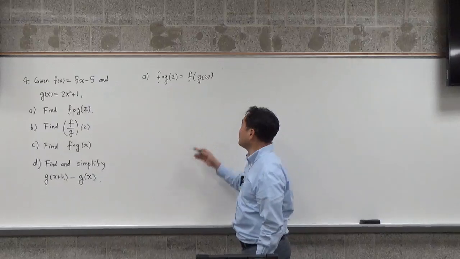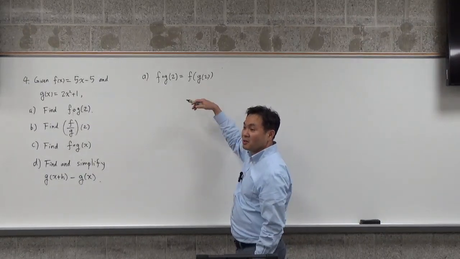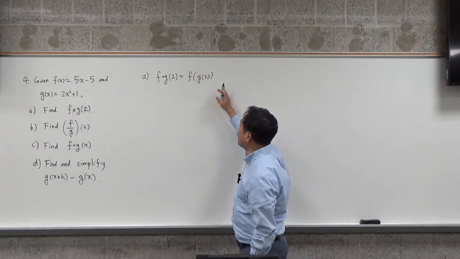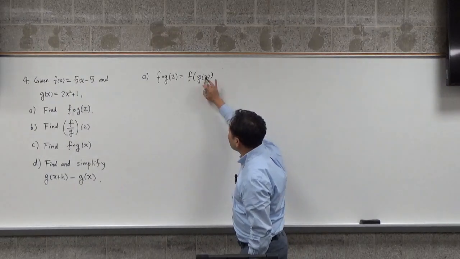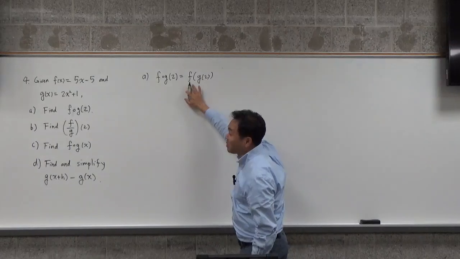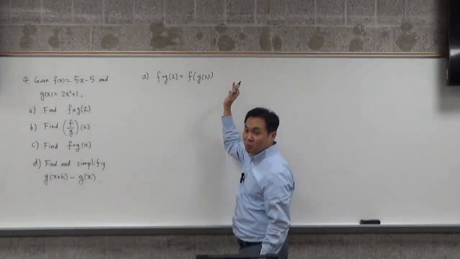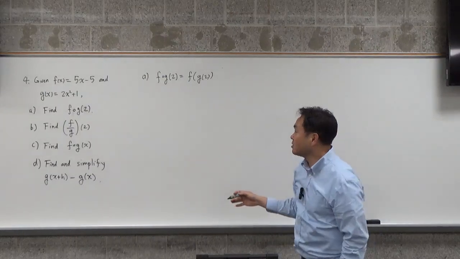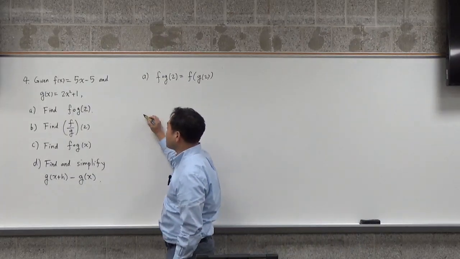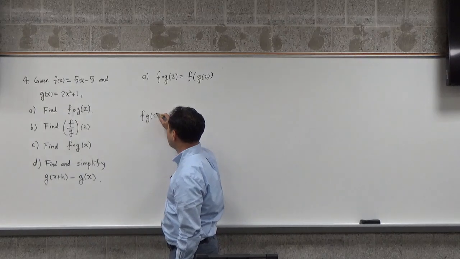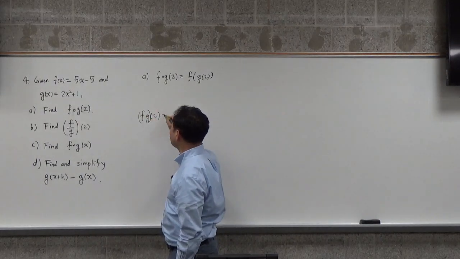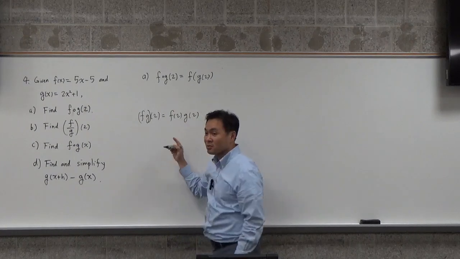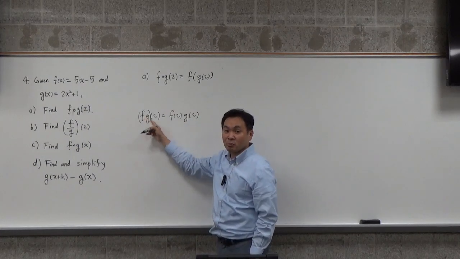You apply g to 2, and then the output of g of 2 gets plugged into f, and you compute what f of that number is. Okay. It's different from multiplication. You might have something like fg of 2. In that case, this is f of 2 times g of 2. That's what it means if you don't have any circle there.